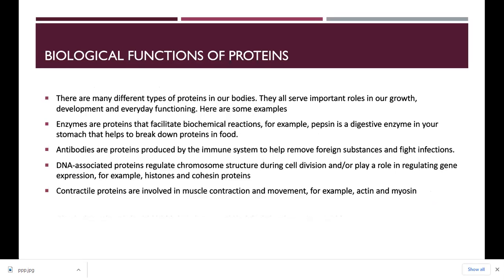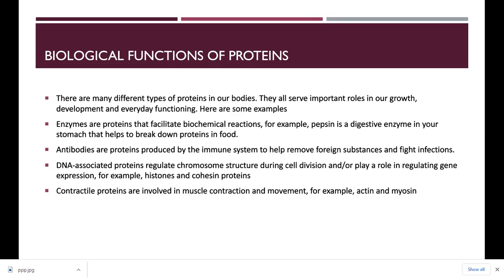Here, the biological functions of proteins. There are many different types of proteins in our bodies. They all serve important roles in growth, development, and functioning. Examples include enzymes, which are involved in our metabolic pathways and digestion, and which facilitate biochemical reactions. For example, pepsin is a digestive enzyme in your stomach that helps to break down proteins in food, meaning it breaks the peptide linkages between amino acids.